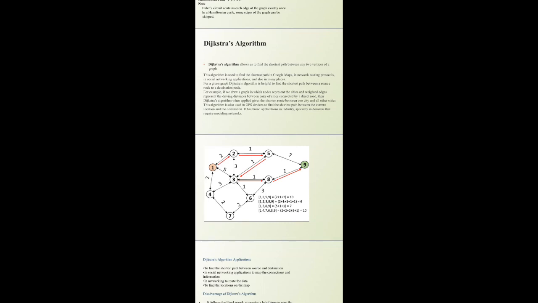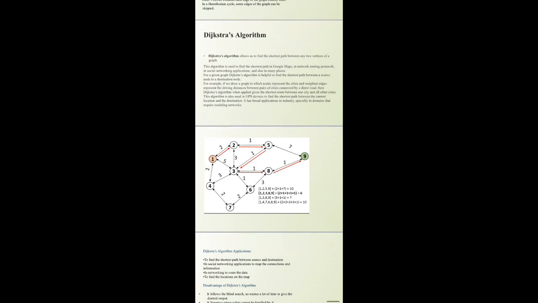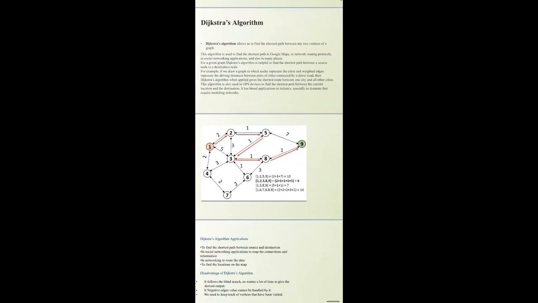So if we draw a graph in which nodes represent cities and weighted edges represent the driving distances between pairs of cities connected by a direct road, then the Dijkstra algorithm, when applied, gives the shortest route between one city and all other cities. This algorithm is also used in GPS devices to find the shortest path between the current location and the destination. It has broad applications in industry, especially in domains that require modeling networks.